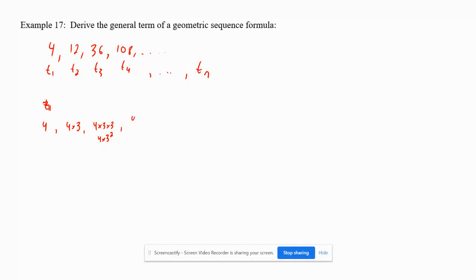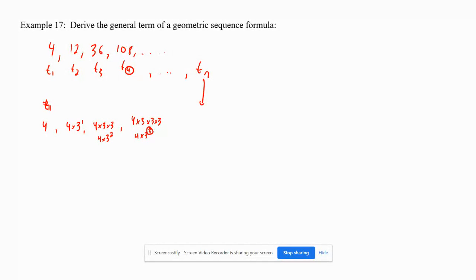My next one was 4 times 3 times 3 times 3, or 4 times 3 cubed. Now, what I want to get at over here: if I'm looking at term 2, it's 4 times 3. If I'm looking at term 3, it's 4 times 3 squared. If I'm looking at T4, it's 4 times 3 cubed. So what I'm trying to get at, guys, is this number, which is our n value here, and this exponent. The exponent is always 1 less than this guy over here.